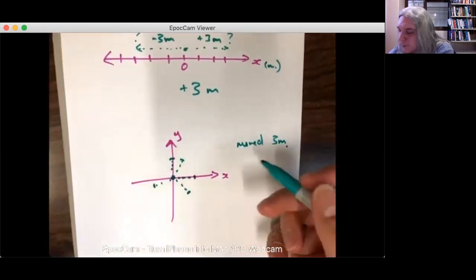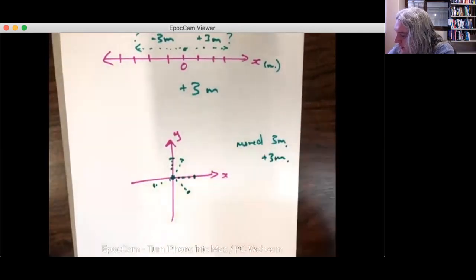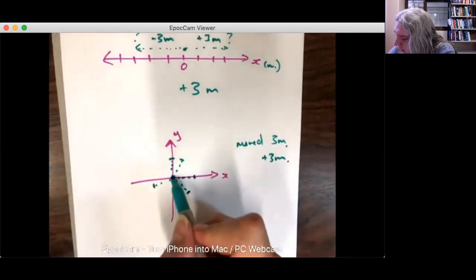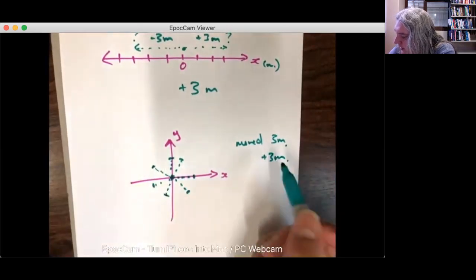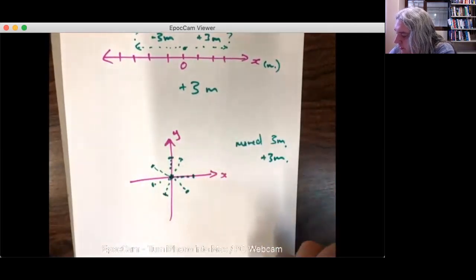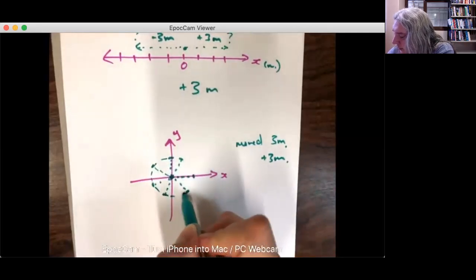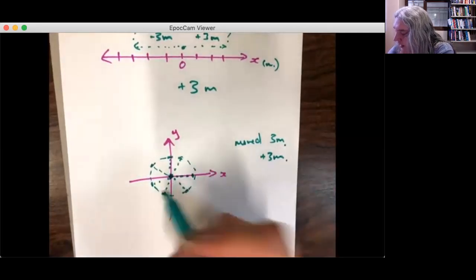What about if I say it's moved plus 3 meters? Well, that still doesn't actually help. Plus 3 meters doesn't mean anything, because no matter which way you move from here, you've still moved 3 meters. And the plus doesn't give us enough information to know the direction. So it could still be anywhere along that 3 meter circle.